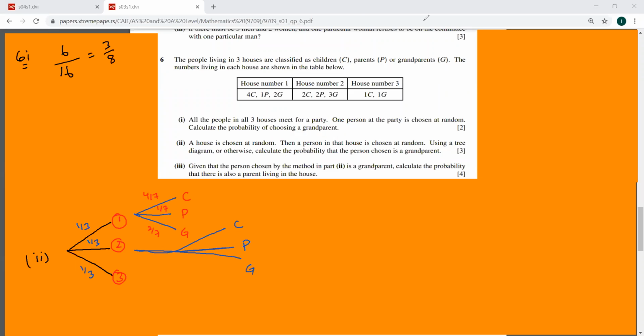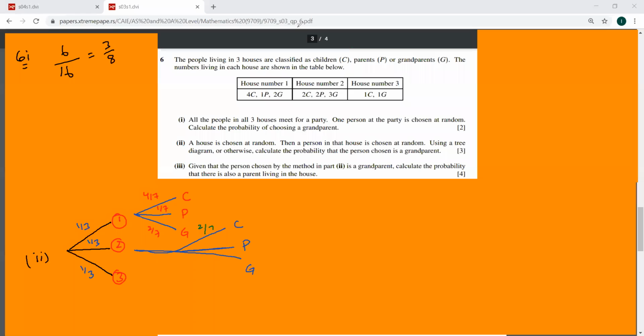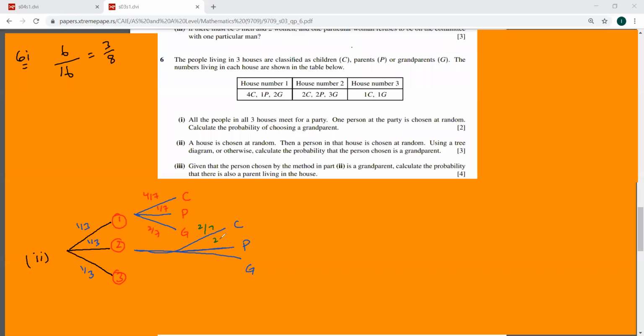There is 2 over 7 again, then 2 over 7, and this one is 3 over 7. If you choose the third house, then you have two options, choosing a child or a grandparent. So this one is 1 over 2, and this is 1 over 2.